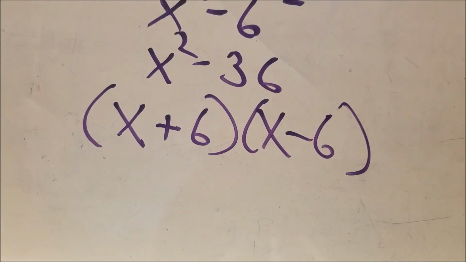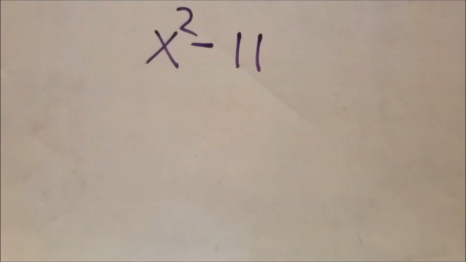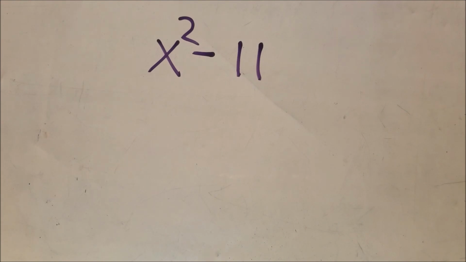And then, yeah, let's do one more difference of two squares. And they're perfect squares, right? So if you did x squared minus 11, this is not going to work. x squared minus 11 is not a perfect square. x squared is, but not 11. Again, one more that you should be familiar with.